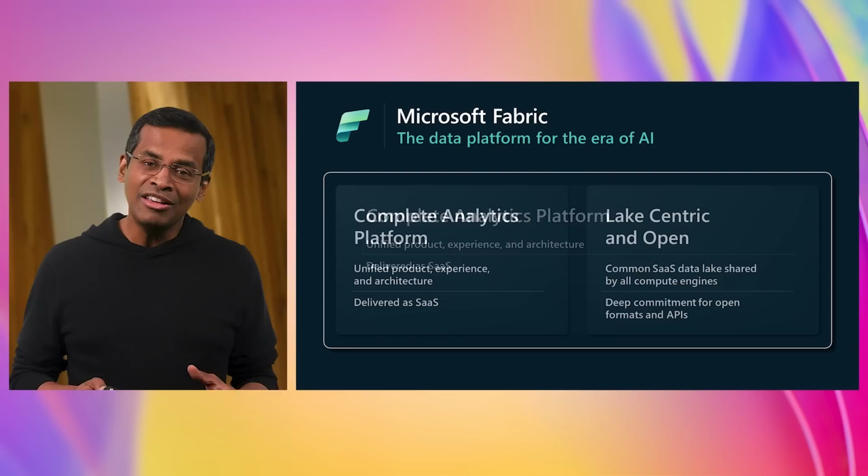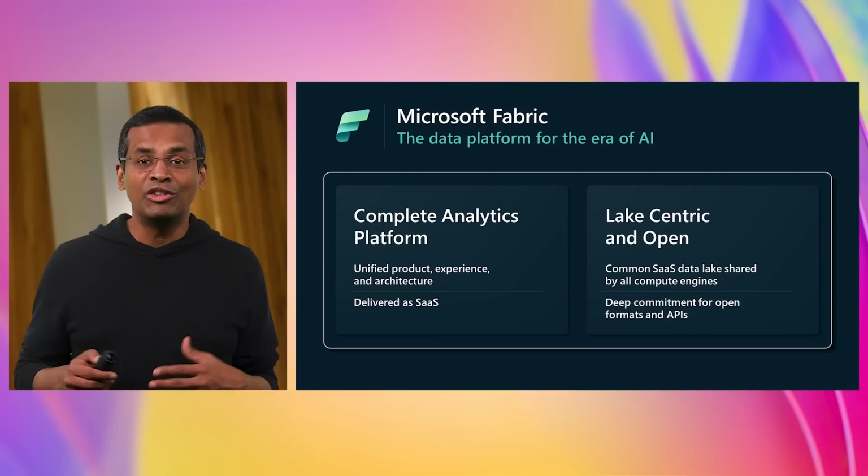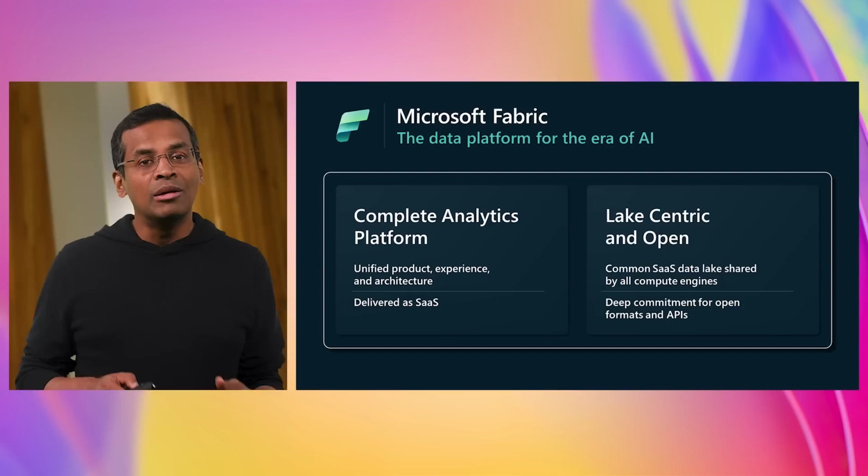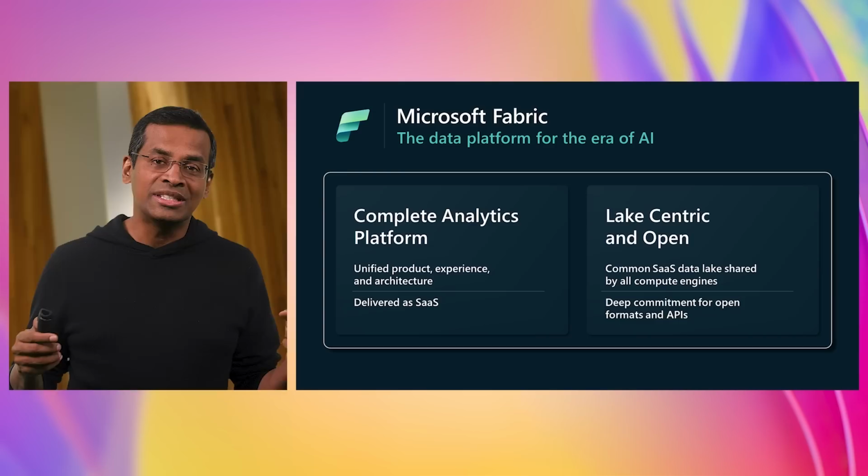Second, Fabric follows a lake-centric and open architecture. We talked about OneLake as a SaaS data lake for the entire organization. OneLake not only provides storage out of the box, but also acts as a virtualization layer, bringing all your data across Azure Data Lake Gen 2, AWS S3, and Google Storage into a single unified namespace.